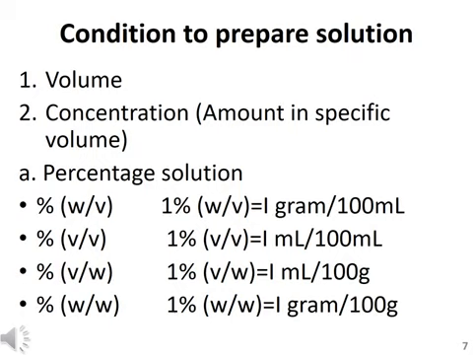And the last type is weight by weight. If you are interested in preparing a 1% weight by weight solution, then you will take 1 gram of the solute, and you will make up the solution up to 100 grams by using an analytical balance. So these are the four percentage types. In the next slide we will discuss the remaining types of the concentration of the solution.